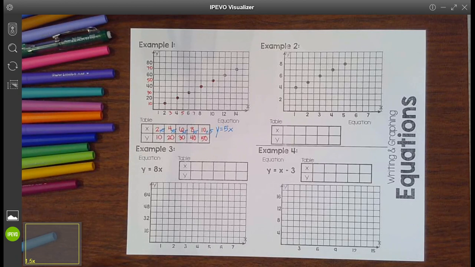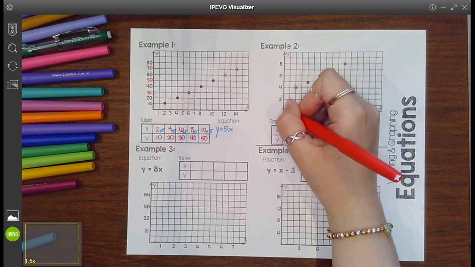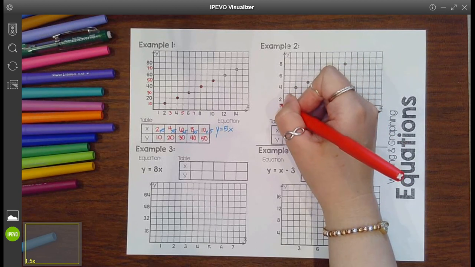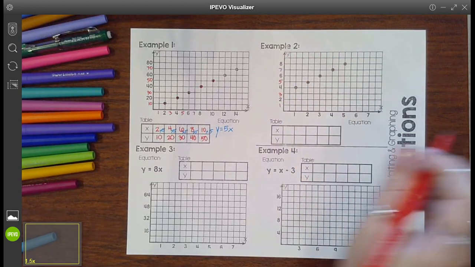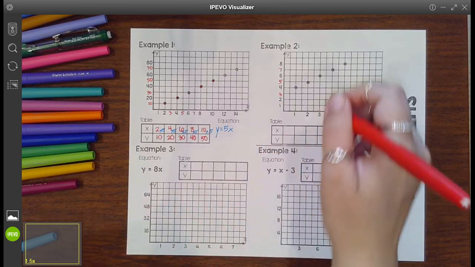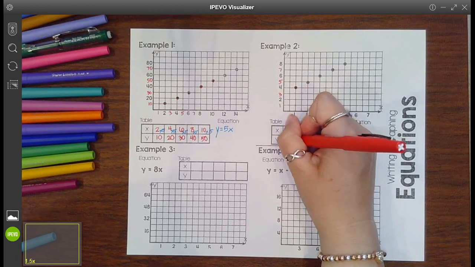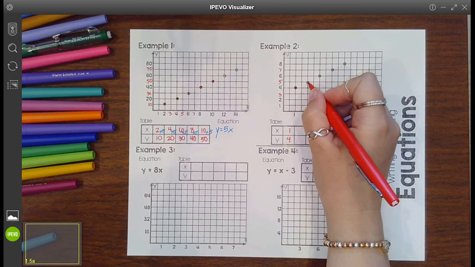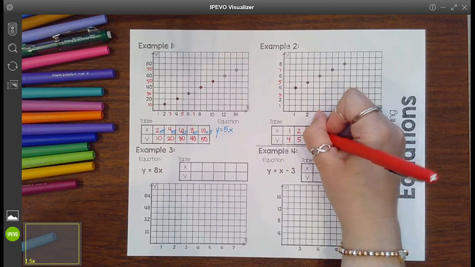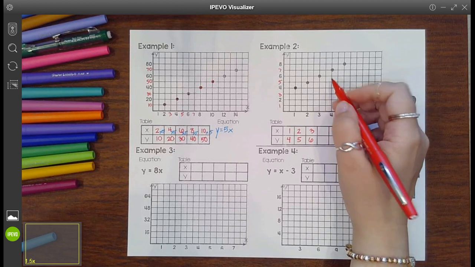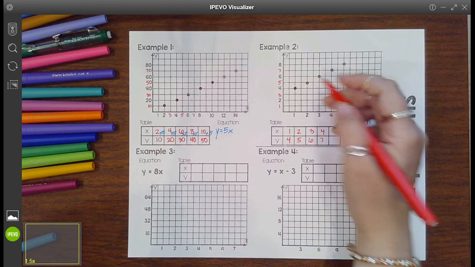So you paused the video, and now you came back. So what are they counting by on this axis? Well, between 0 and 2 is 1. So 1, 2, 3, 4, 5, 6, 7, 8. Okay, now let's go ahead and fill in my table. This point went over 1, up 4. This point went over 2, up 5. This one went over 3, up 6. And over 4, up 7, and over 5, up 8.